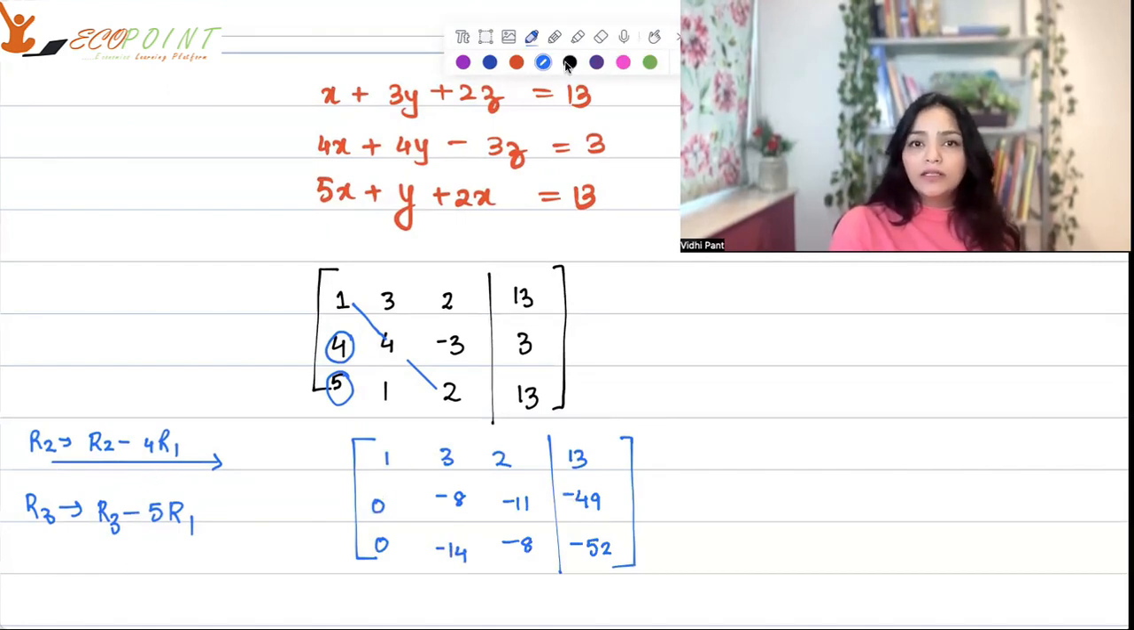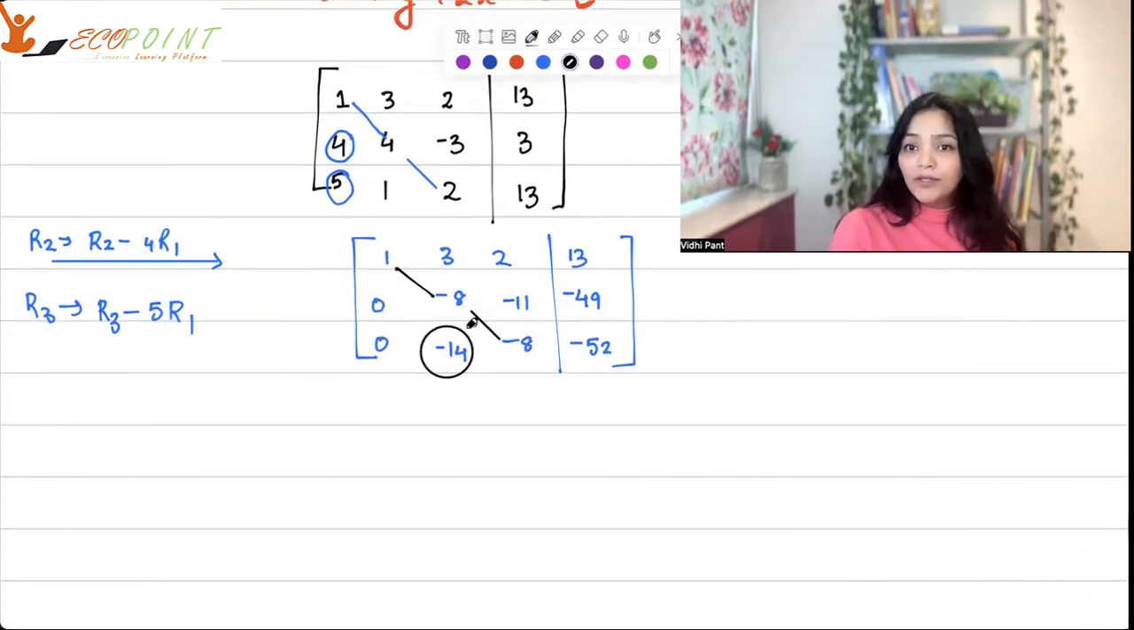Now, what is our task? Our task should be to create another 0. I don't want this to be minus 14. I want this to be 0. How can I do that? This time it's not as straightforward as it was in the previous question. So you have minus 8 out here. Use the operation R3 goes to R3 minus 14 by 8 R2.